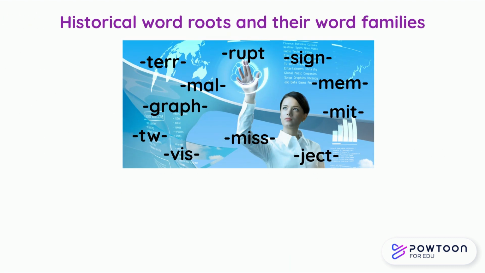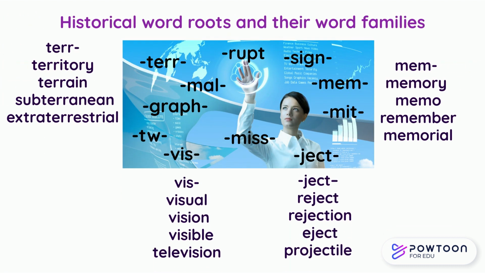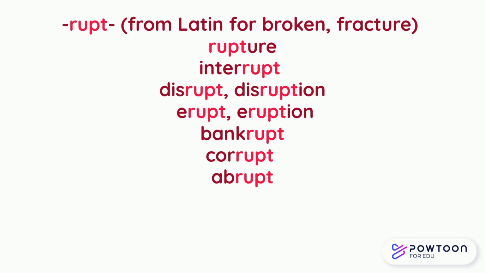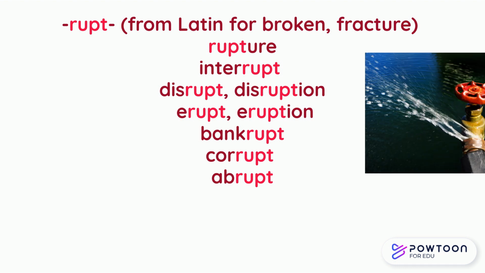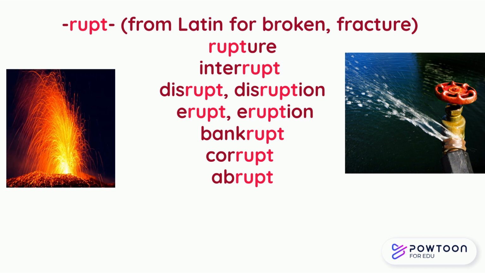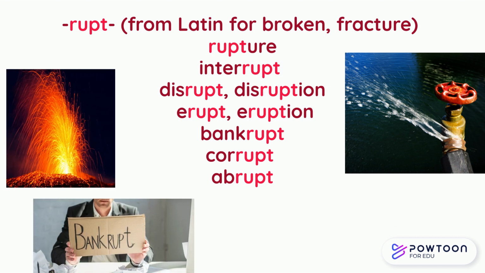Knowing historical word roots and their word families is a very interesting way of learning and understanding spelling. It's about the visual link and meaning between words, not the sound. So we've got rupt, and rupt is from Latin for broken, fracture, as in rupture, interrupt, disrupt, disruption, erupt, eruption, bankrupt, corrupt, abrupt. It's a great sounding word root and so useful to know the meaning of it, which helps you understand why we have this strange pattern.